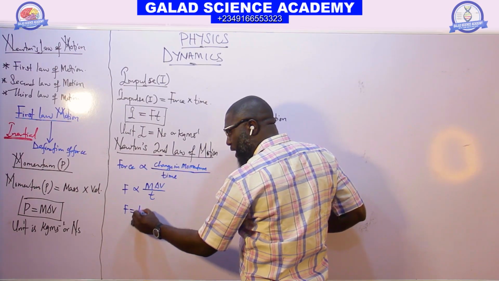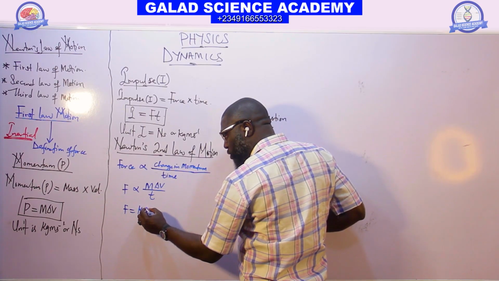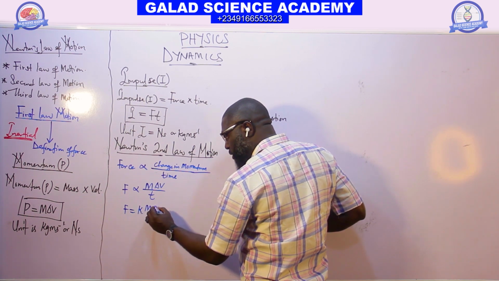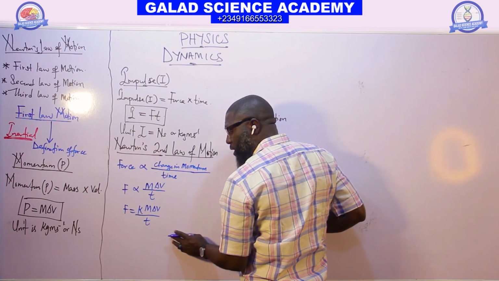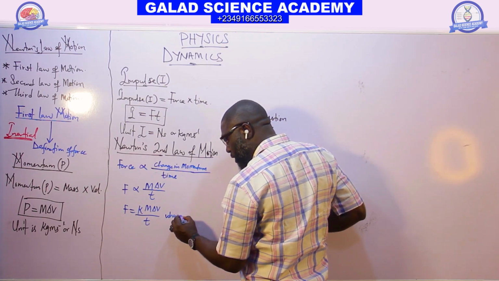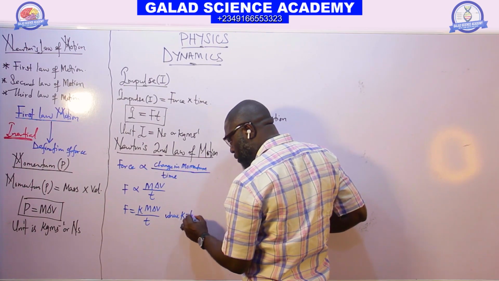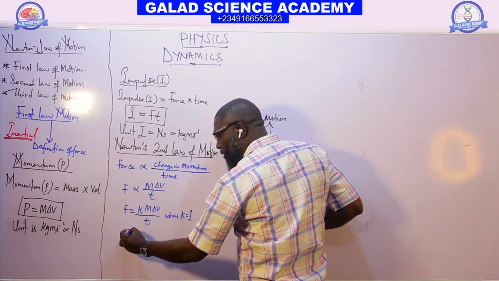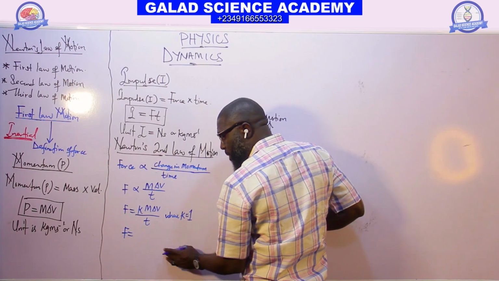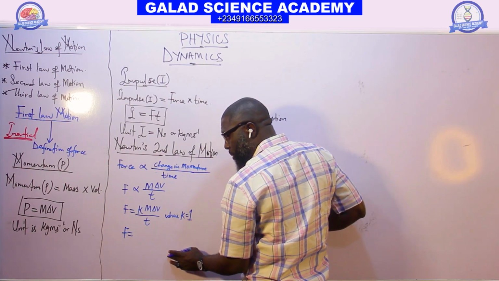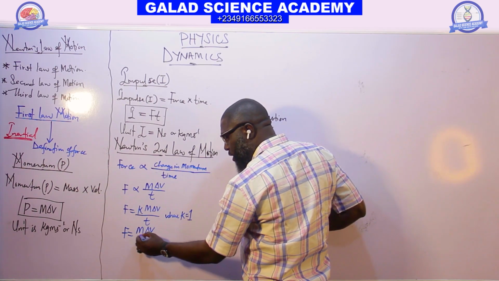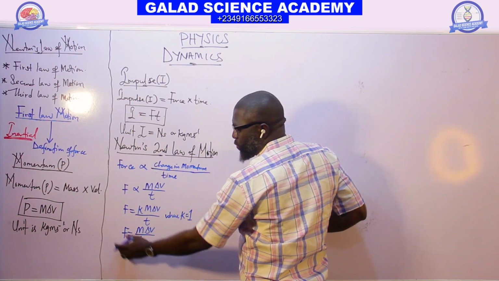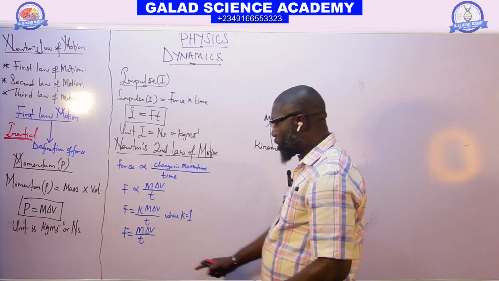Changing the proportional symbol, we have K equal to m change in v over t, where K equal to 1. You will now have F equal to m change in v over t.